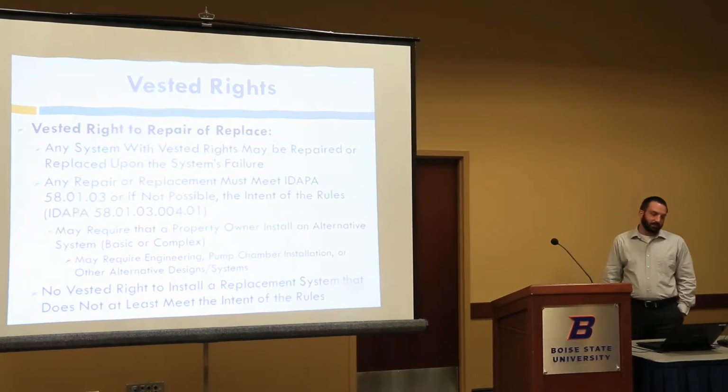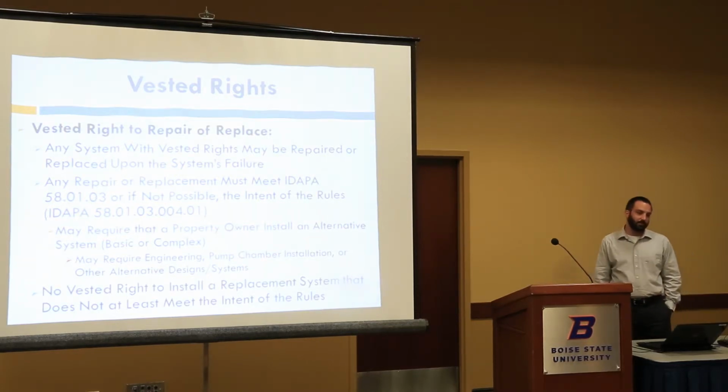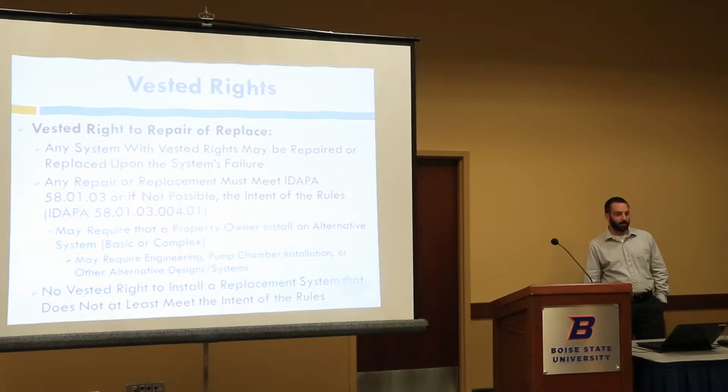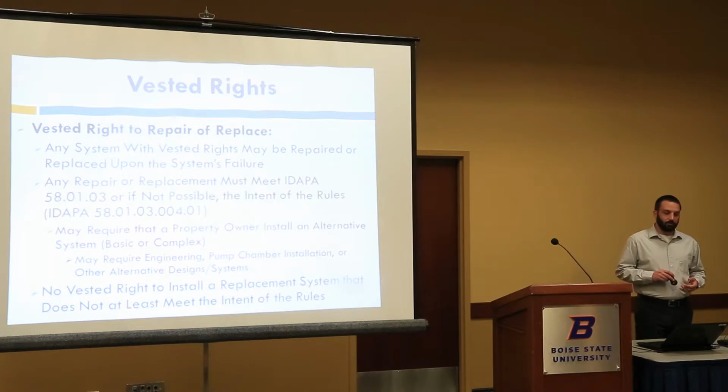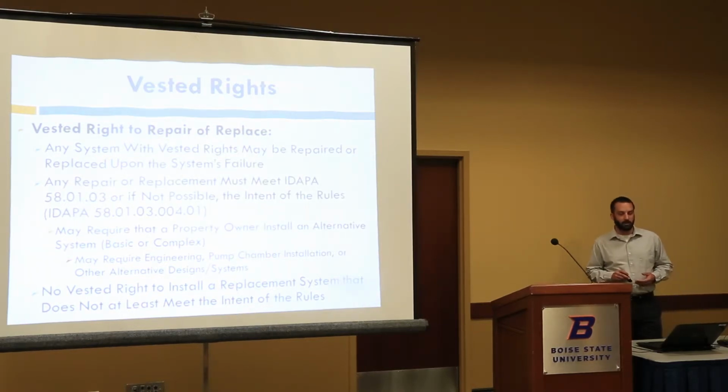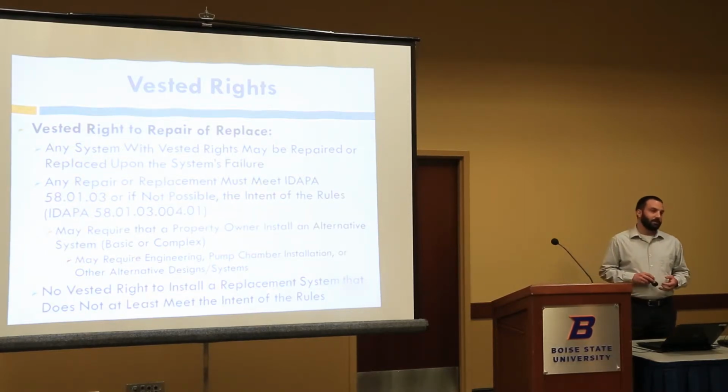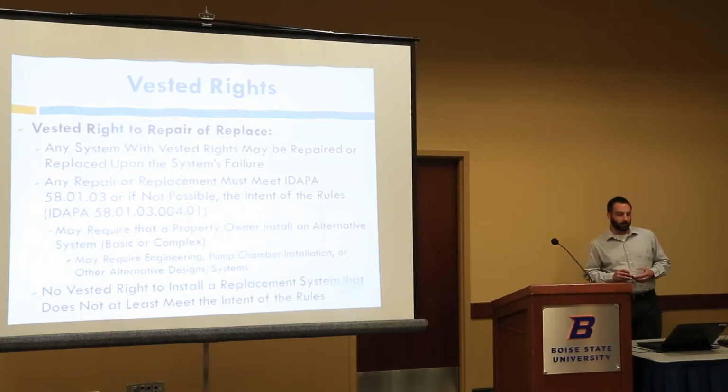What that basically means is, depending on the site conditions, it can require that a property owner installs an alternative system, and that could be a basic alternative system or a complex alternative system. So you could end up in situations with high groundwater, or you can't meet setbacks of surface water, where you're requiring some form of engineering, pump chamber installations, or any other alternative design systems that would meet the intent or meet the rules. So understand that when you're out on a property. Not all your clients are going to be able to just replace it with what exists there. They may have to get into something a little more complex.